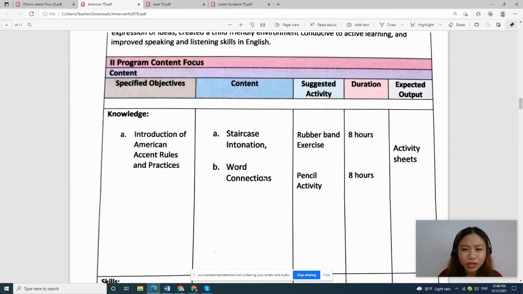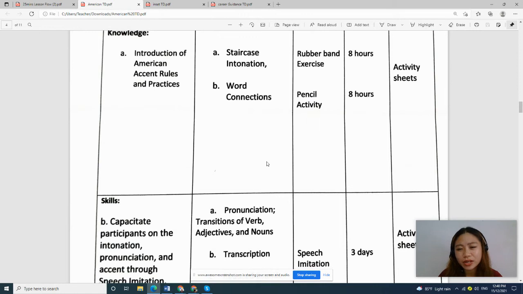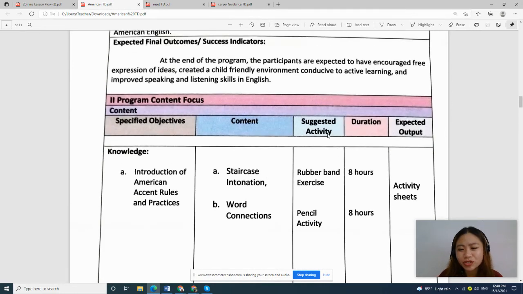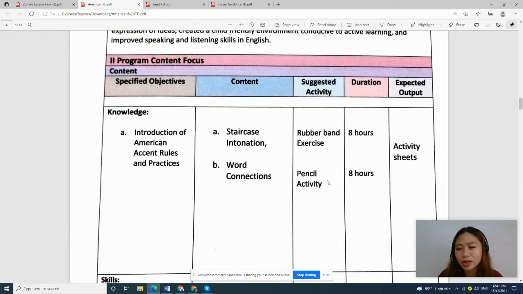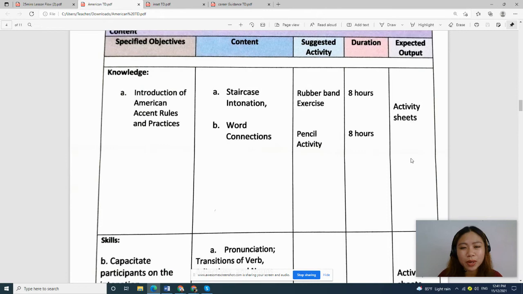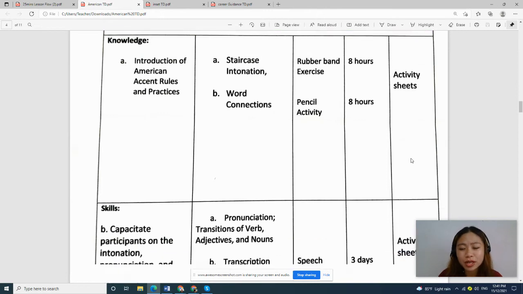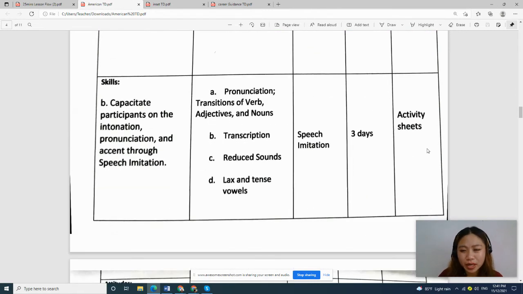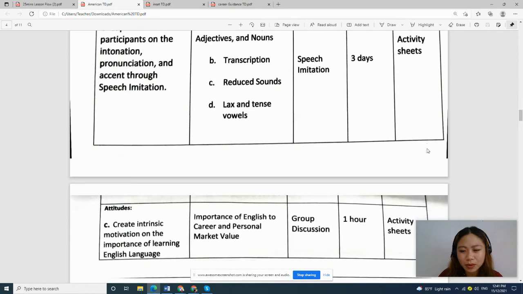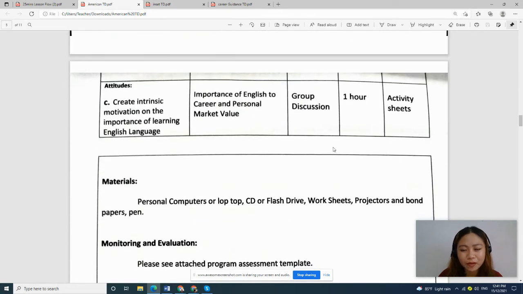Of course, you have the content or the topics that you're going to deal with. We have suggested activities, next duration, the period of time, and last will be the expected outputs that will be submitted after the session. So these will be some examples. I hope that you could get an idea from it.